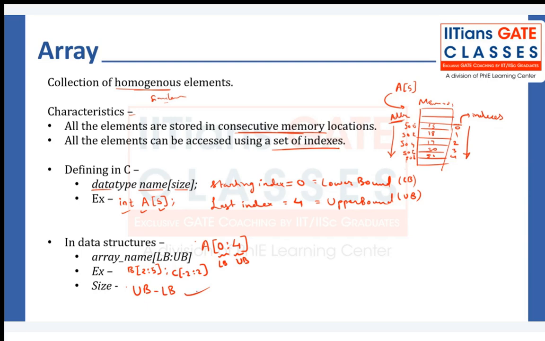So, would you agree or would you challenge me? I would like it if you challenge me, but just apply it to this case. 4 minus 0 equal to 4. That doesn't seem right, because we know the size is already 5. So, we are missing one thing. So, the formula for the size of arrays is upper bound minus lower bound, plus 1.